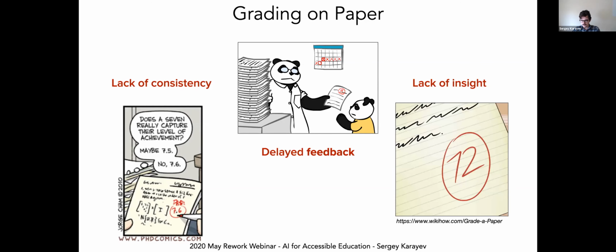And oftentimes there's no insight when the student gets the grade. They just get a score, 70 out of 100. It's not at all clear to them why they missed points or how they can improve, like what they can actually take away from the feedback that the instructor is trying to provide.